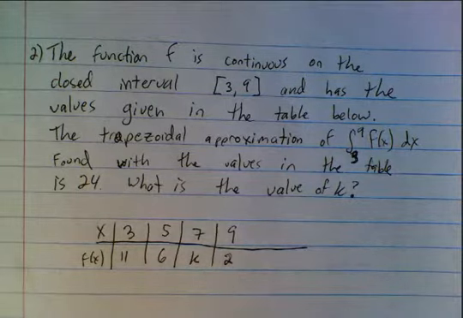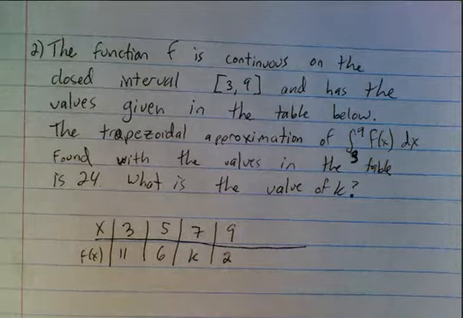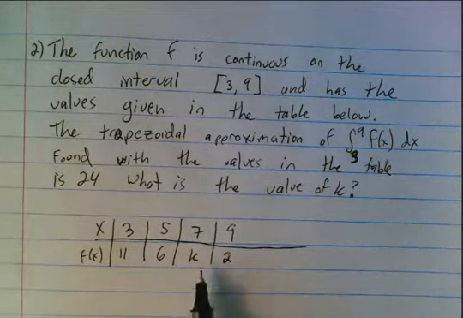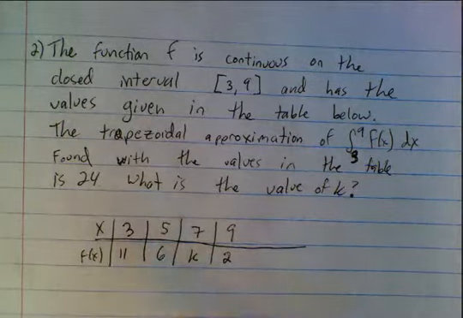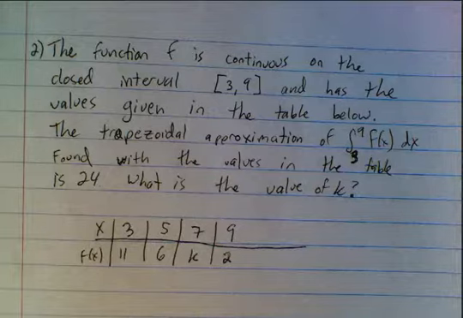So what we're going to do is set this up as if we were using these numbers to find the trapezoidal approximation. But we're not going to be able to find that number because of k. We're told, however, what the final answer is, so we're just going to have to solve backwards. Try to give this a shot. See if you can get anywhere on your own before watching me do the problem.